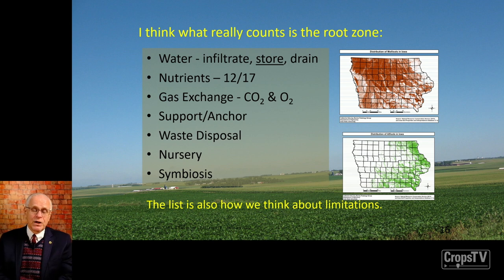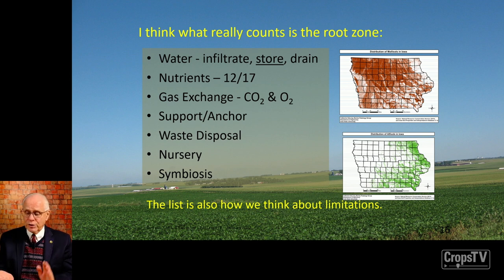for every ton of corn we want to harvest, we need about 200 tons of water stored in the soil. So it's more or less 200 to 1, the amount of water that's stored in the root zone over the growing season compared to how much yield we get. So I need a lot of water storage.